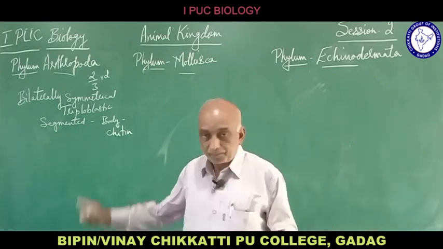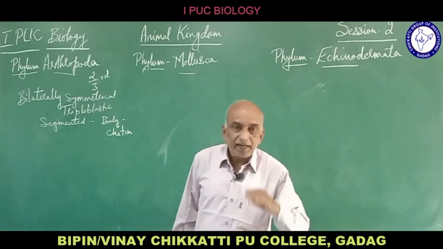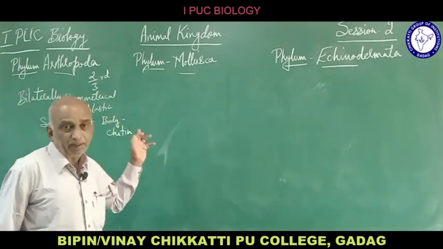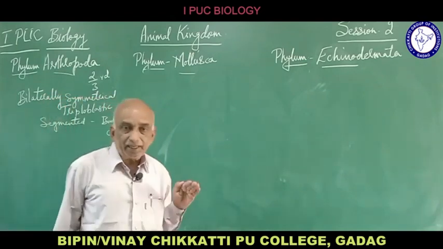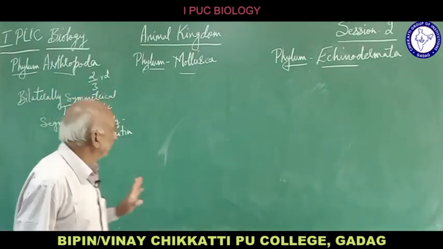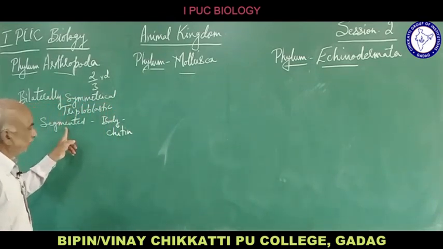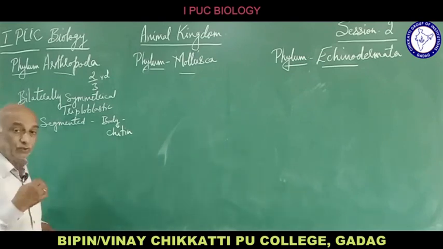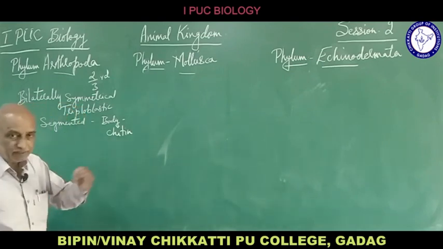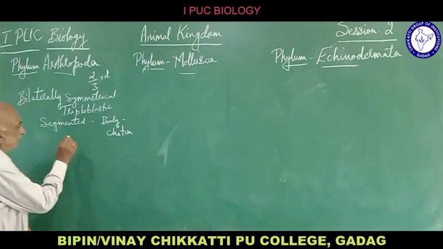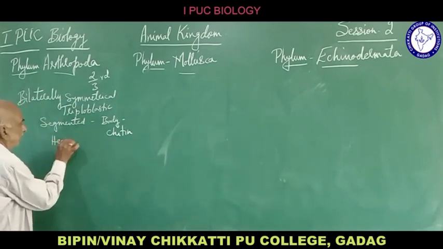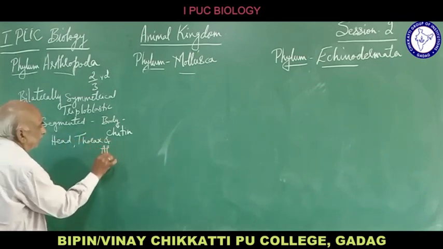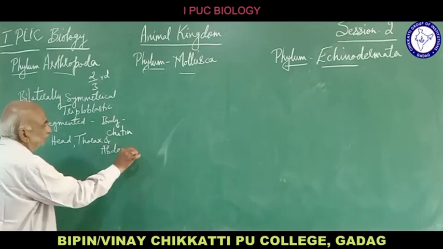But in Arthropoda, the chitinous layer or the chitinous part of the animal acts as a skeleton to that animal, so it forms the exoskeleton. Then their body is segmented but not truly segmented. Then the body is divided into head, thorax and abdomen. So the body can be differentiated into three regions. So this head, thorax and abdomen, these are the three regions of the body.